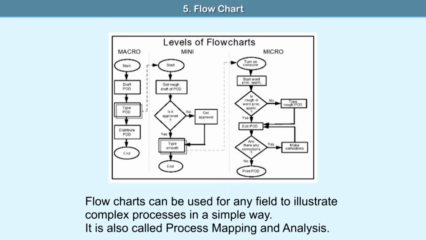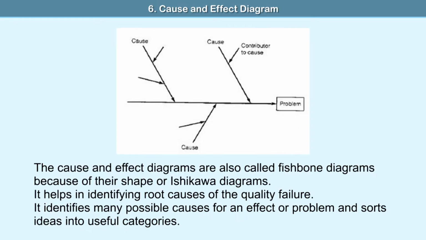There is an example of a flow chart given in the presentation. The next tool, a statistical tool in apparel quality management, is the cause and effect diagram. These are also called fishbone diagrams because of their shape, and are also known as Ishikawa diagrams based on the famous management guru Ishikawa.